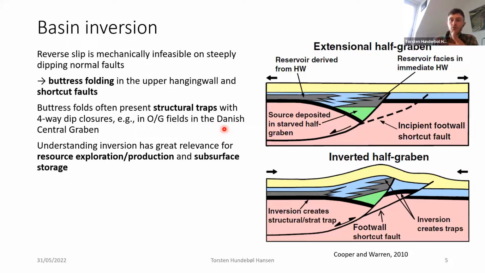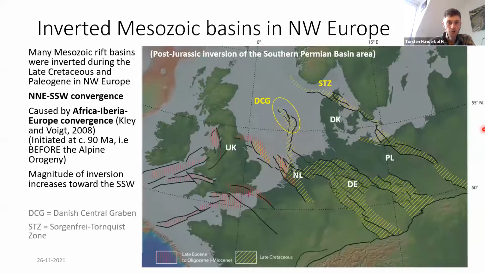and often that, in a lot of places, and certainly in a few oil and gas fields in the Danish Central Graben area, those are important reservoirs that are being produced. So understanding basin inversion has great relevance for resource exploration and production, and also, for instance, subsurface storage, also in the years to come. At least I hope so.